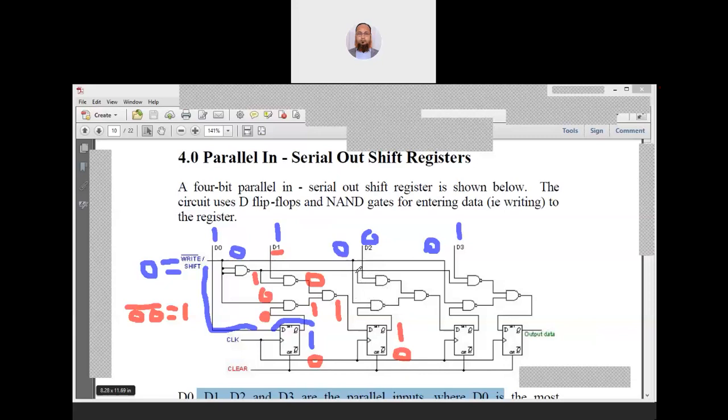What is happening here? This output is 1. You can see that this output is connected to this, and this output is 1, which means this is 1. The data input that we are using, D2 here, is 0.